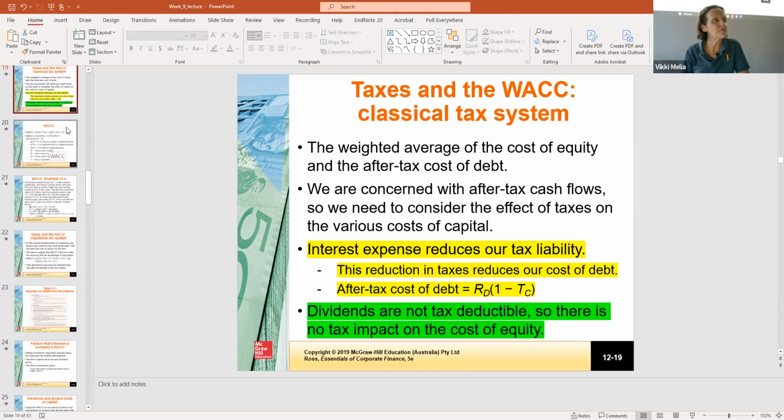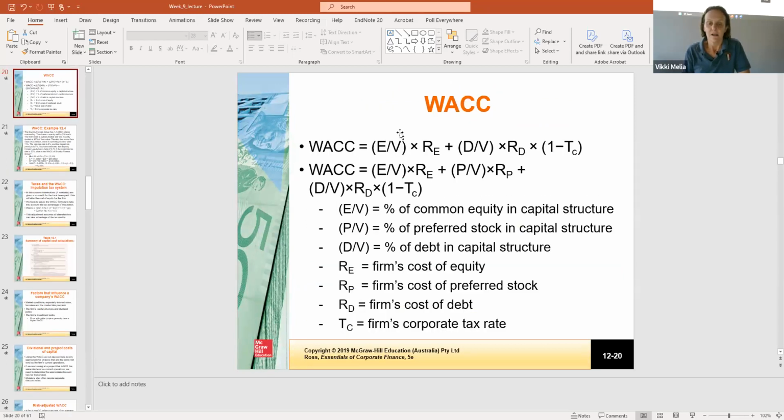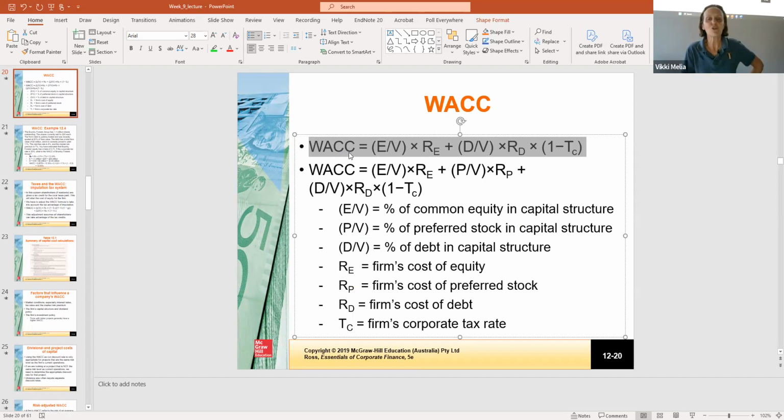So on the next slide are the formulas for WACC. And then there's an example to follow. So the formula at the top says the weighted average cost of capital is equal to E divided by V. So that was the weight of equity, the proportion of their funding that's made up of equity, the weight of equity, multiplied by the cost of equity.